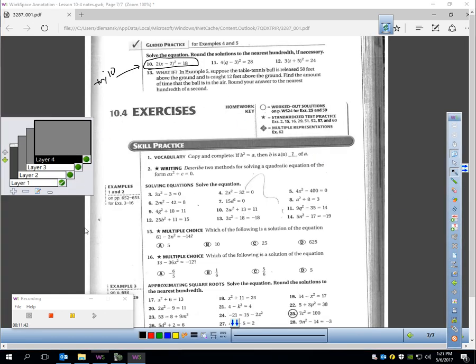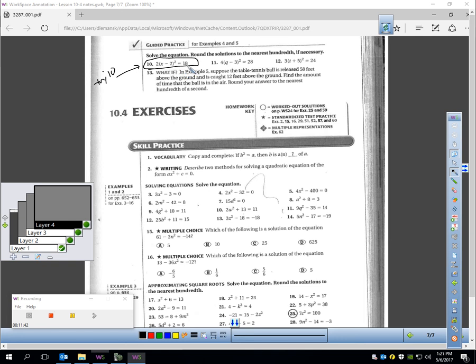Before we quit the video, let's have you try one of these. Go ahead and solve this using the square root technique.